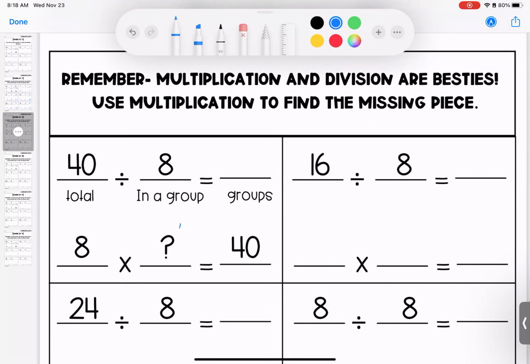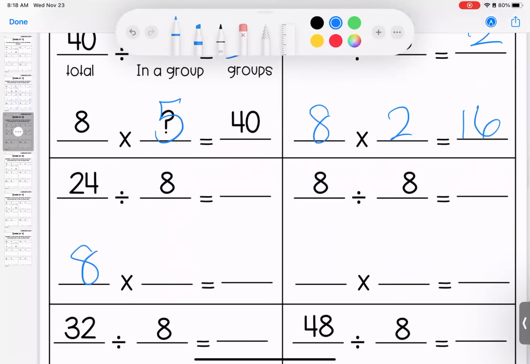Let's jump in. 8 times 5 is 40 because 40 divided by 8 is 5. 8 times 2 is 16 because 16 divided by 8 is 2. 8 times 3 is 24 because 24 divided by 8 is 3.